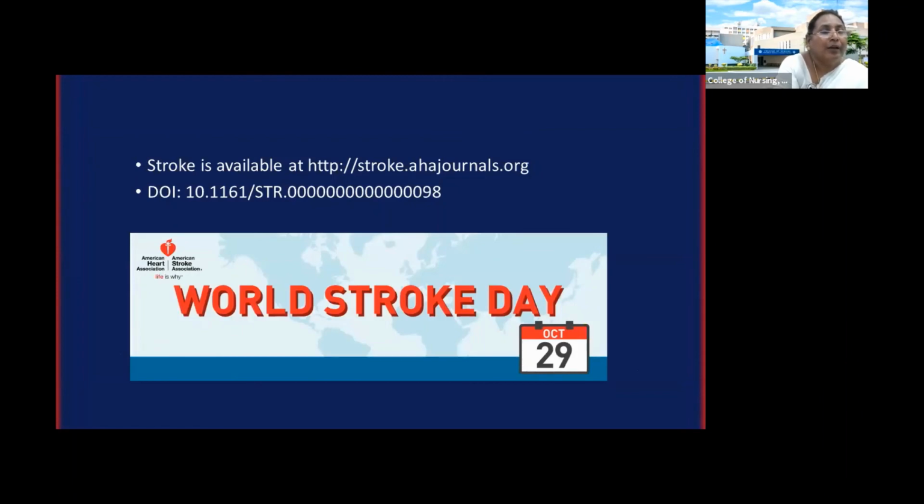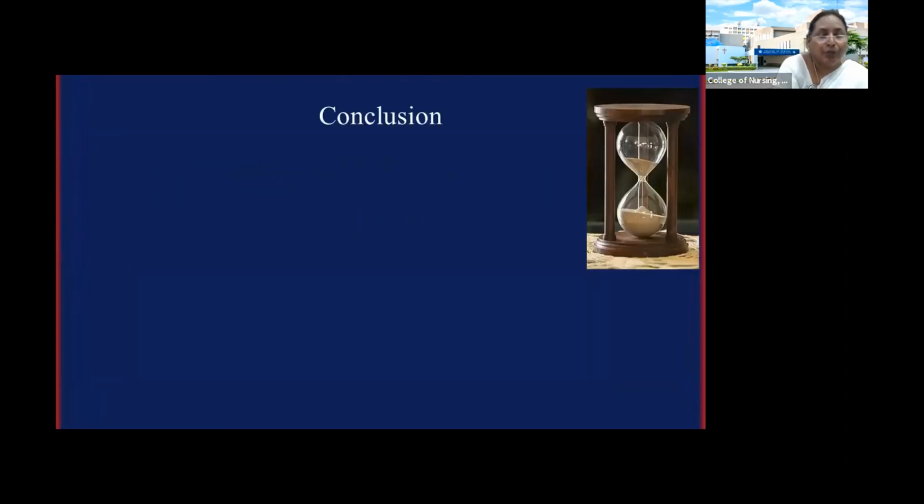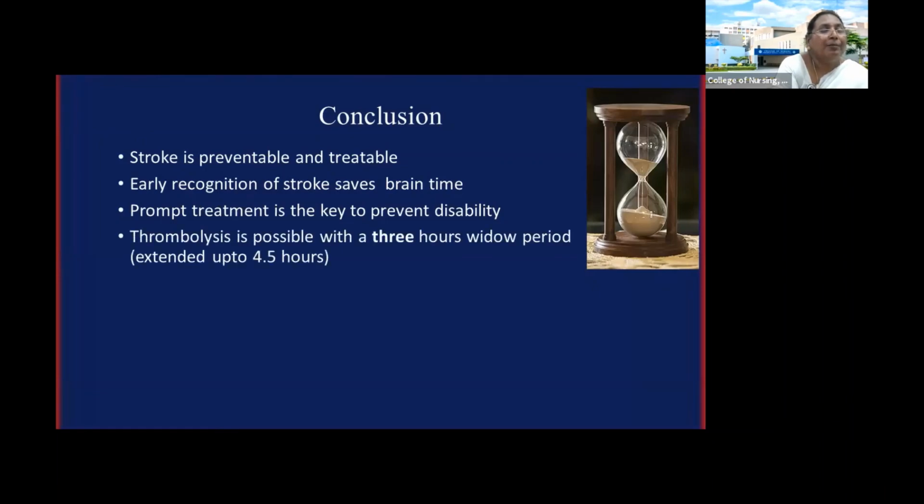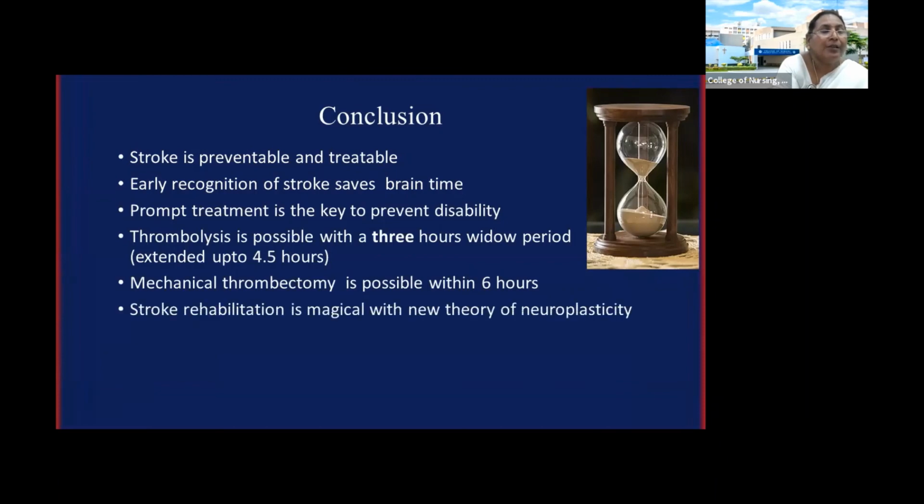wherever you are. World Stroke Day is celebrated on the 29th of October every year. Unfortunately, last year we could not do it. I would like to conclude by saying stroke is preventable and treatable, and early recognition of stroke saves brain time. Prompt treatment is the key to prevent disability. Thrombolysis is possible within up to 4.5 hours. Mechanical thrombectomy is possible within 6 hours. And stroke rehabilitation is magical because of the new theory of neuroplasticity.